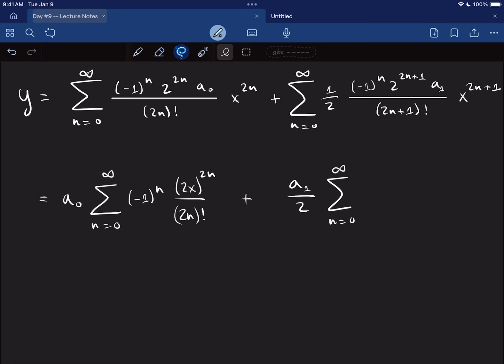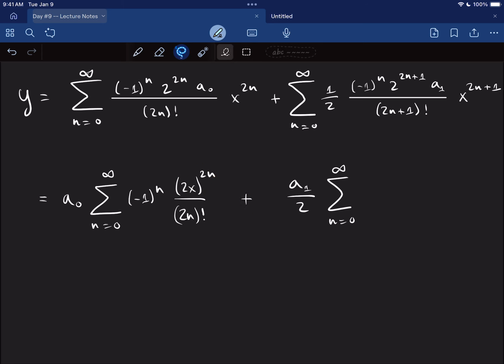That I like. I've got the negative 1 to the n right there. I have the 2 to the 2n and the x to the 2n combined in right there. I have the 2n factorial on the bottom. The a naught came out front. That looks nice and clean.